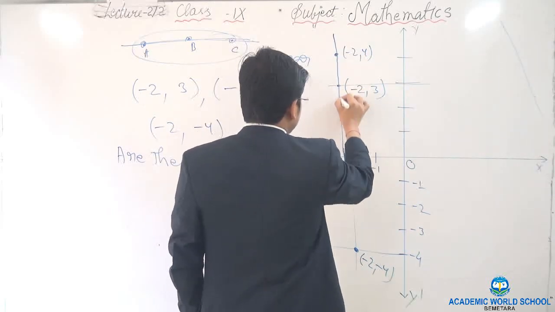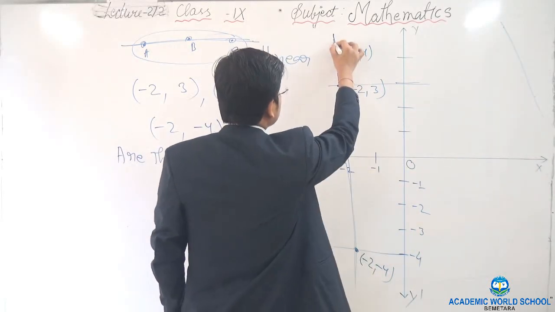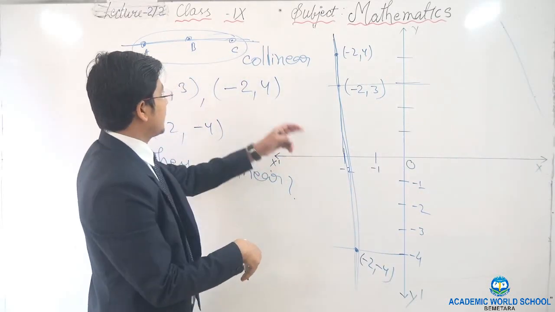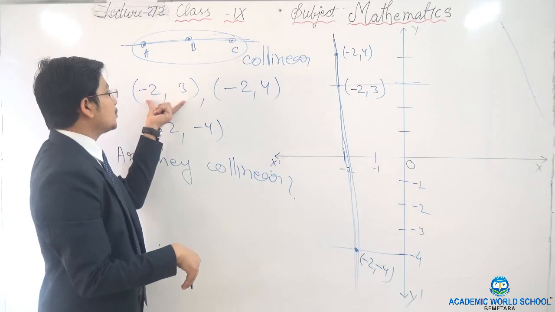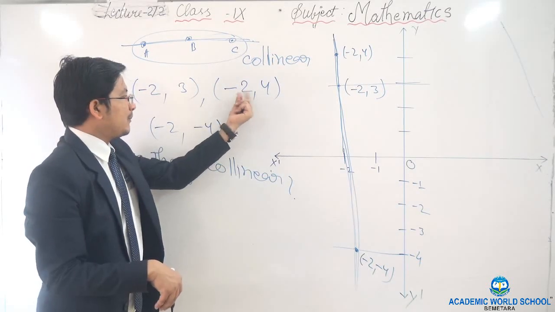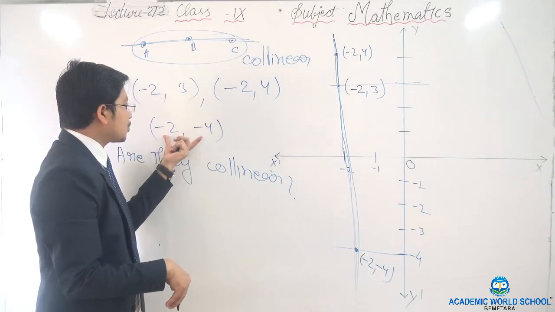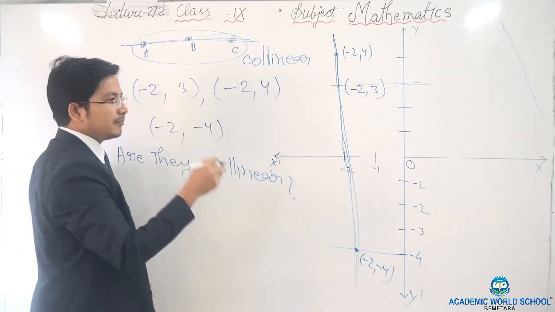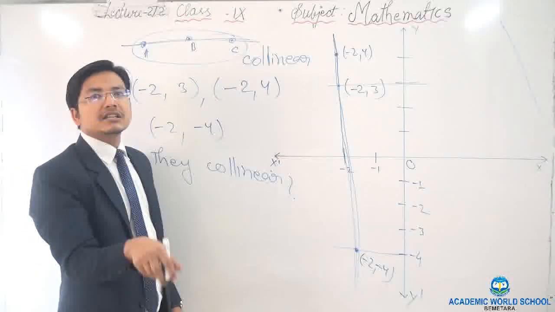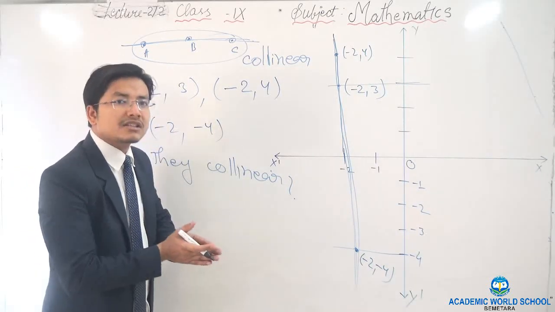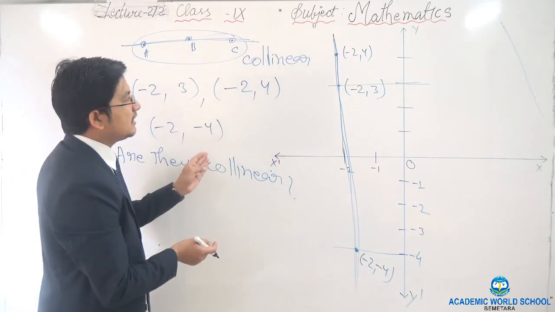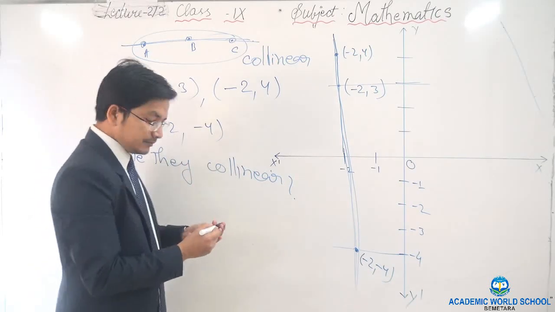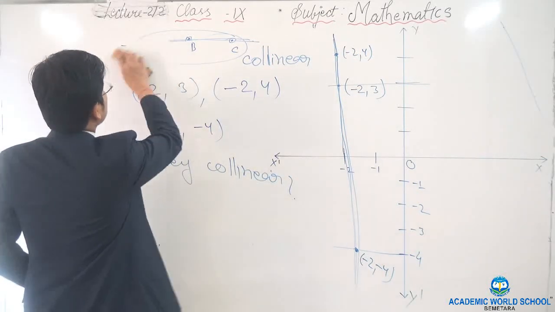These points are lying on the same line. So therefore, these points minus 2 comma 3, minus 2 comma 4, and minus 2 comma minus 4 are collinear. Yes, they are collinear because they are lying on the same line. That is why they are said to be collinear points. Understood? Collinear and non-collinear. So now I am giving you a question.